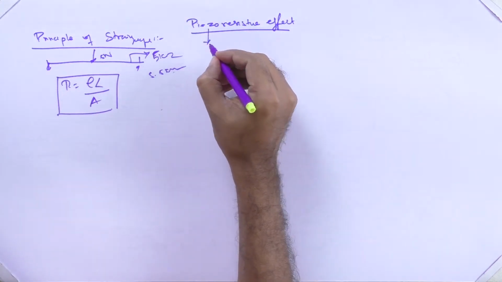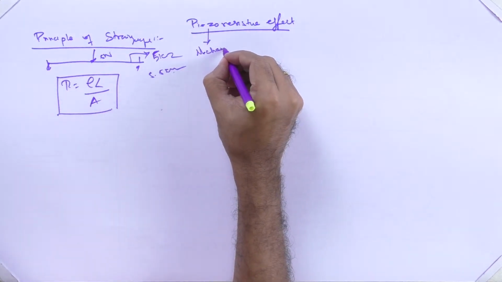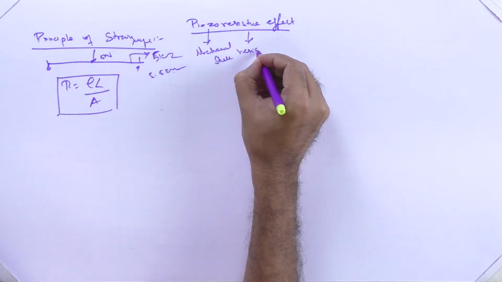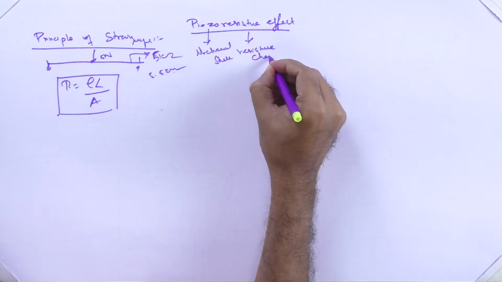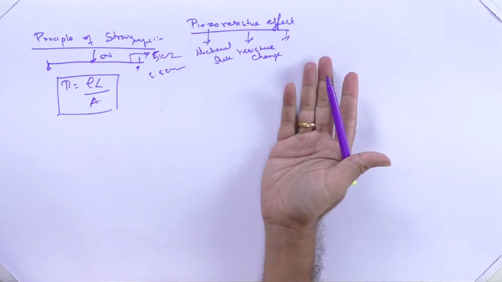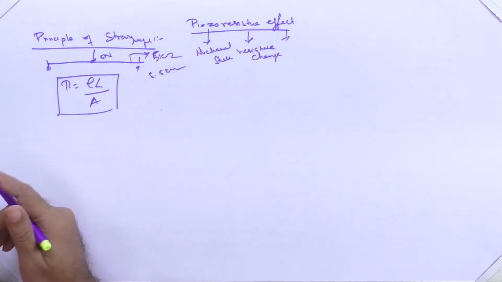Piezo means mechanical stress, resistive means resistance change, effect. So it is the same thing, only it is given as the piezoresistive effect, which is the principle of strain gauge. Whenever a material is put under mechanical stress, it changes its resistance, and this resistance has to be captured. This effect is called the piezoresistive effect, and it is applied in several applications.